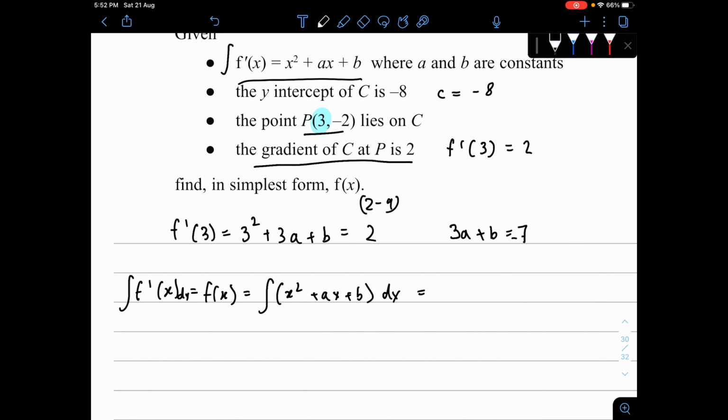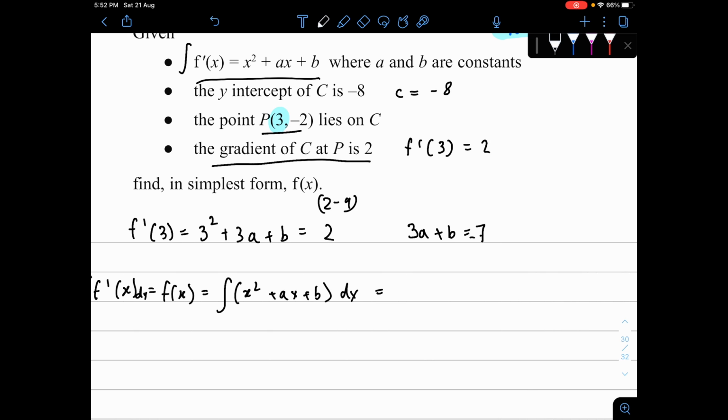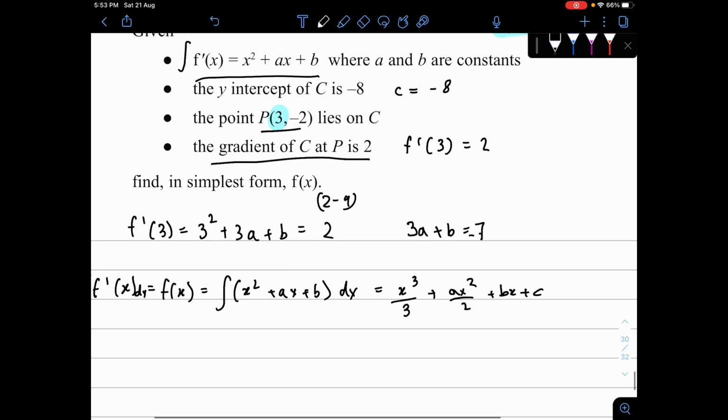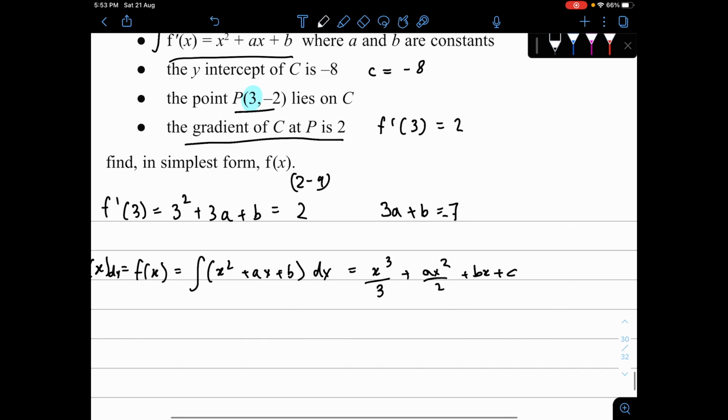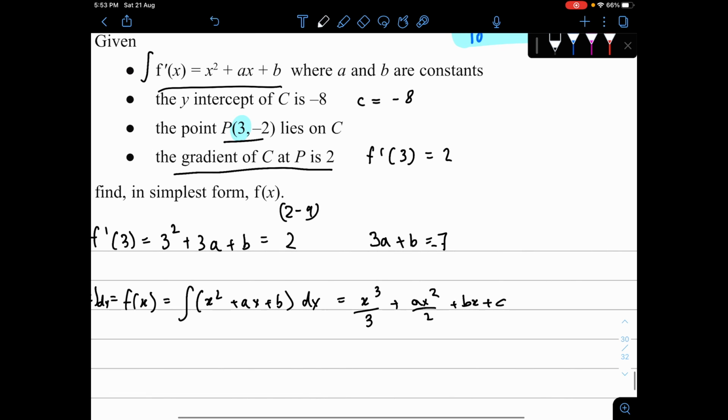So that's going to be x cubed over 3, ax squared over 2, plus bx plus c. That is f of x. And what did we say in the beginning? We know that c is minus 8, right? So we know f of x is that, so we can formulate another equation.